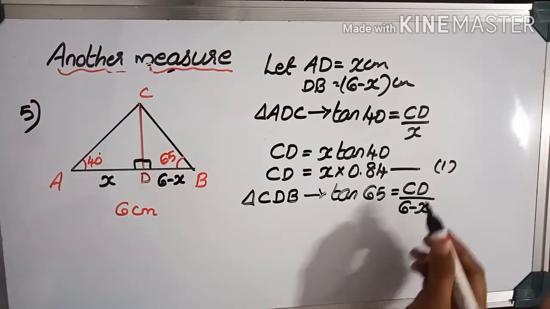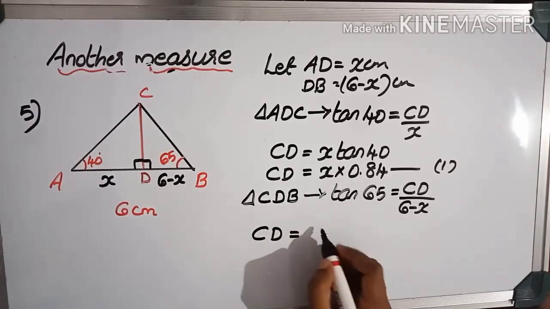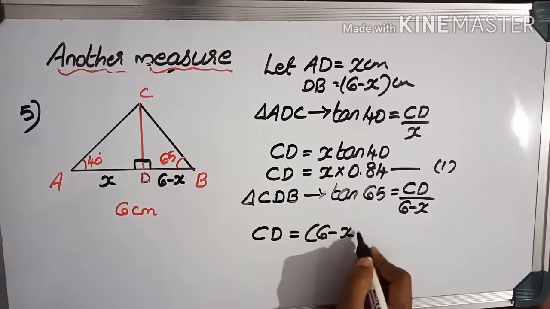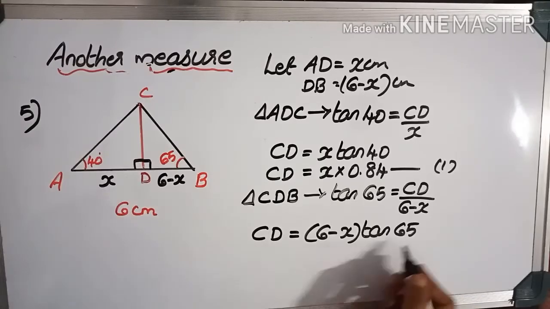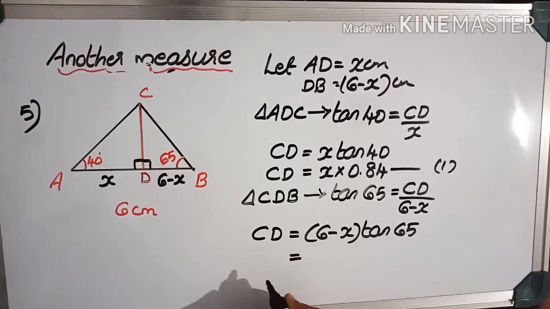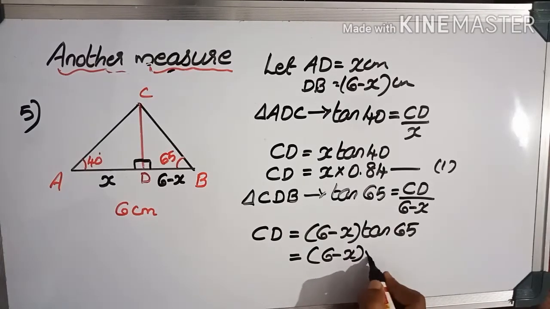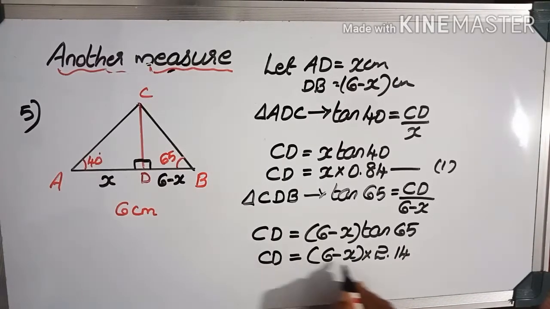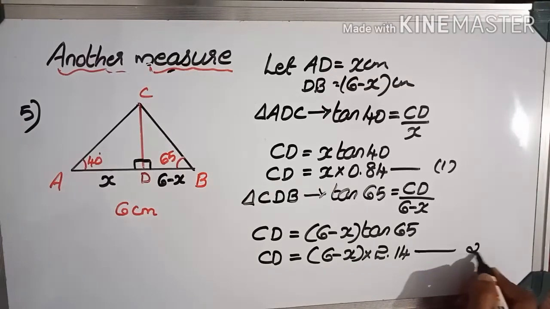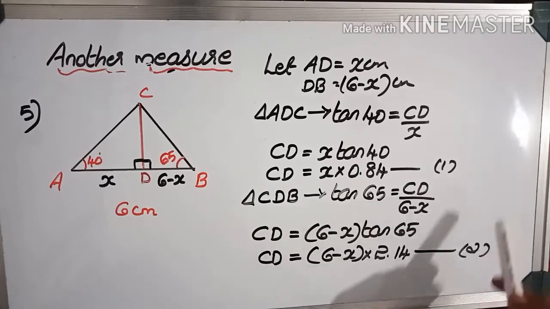Now CD we need. So CD equal to, take this to this side, 6 minus x into tan 65. Now tan 65 value is 2.14. So CD equal to 6 minus x into 2.14. This we can consider as second equation.